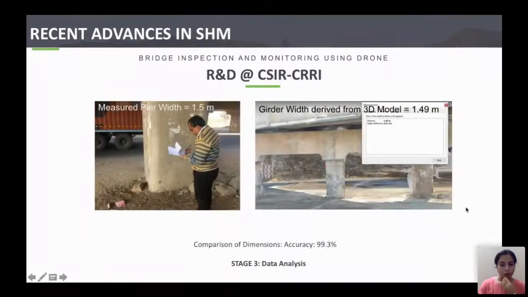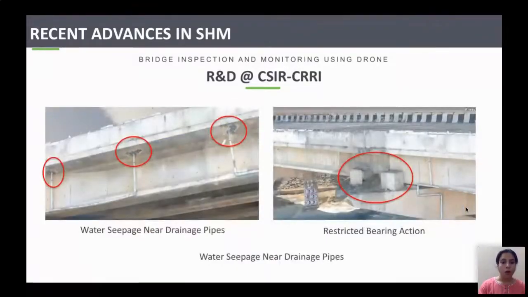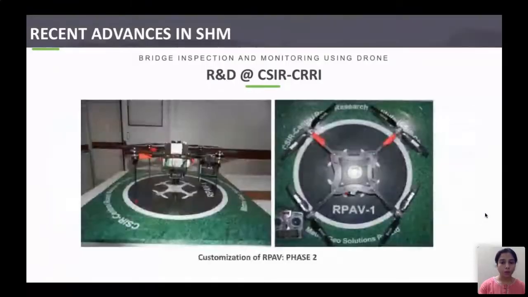And like all other places, we were comparing the results. So 97 to 100% of accuracy we got, so this can also be used for generating the drawings of the old bridges where no drawings are available. So we can use these 3D models for that also. Also for the visual inspection, for example, here water seepage, restricted bearing action. So we can use these 3D models for the replacement of the visual inspection also.